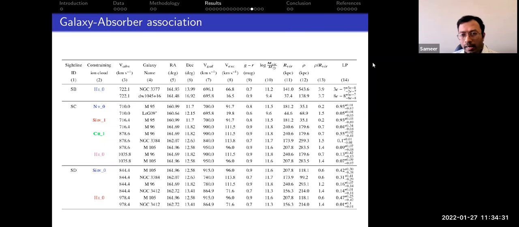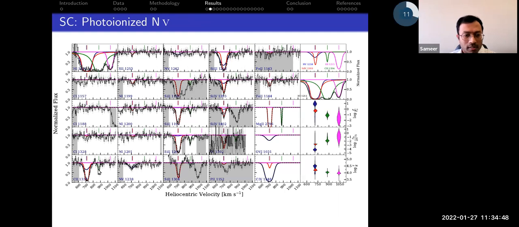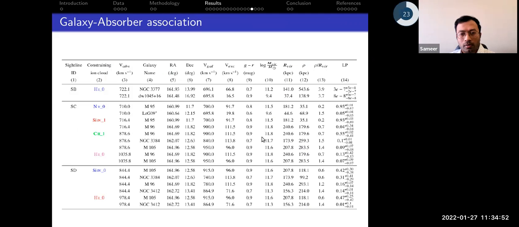And with our LP formulation, we find that the galaxy M95 is more likely to contribute to the first two components, and M96 is more likely to contribute to the narrow component, that was this narrow component. M95 is more likely to contribute. So we do this for all the other sightlines.